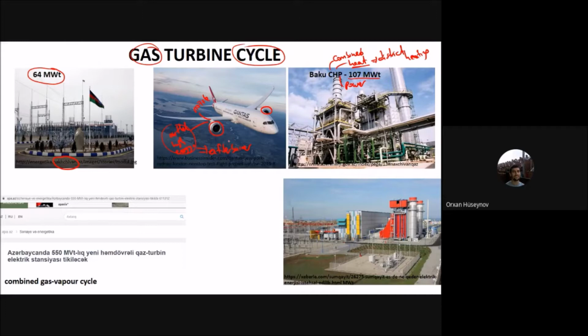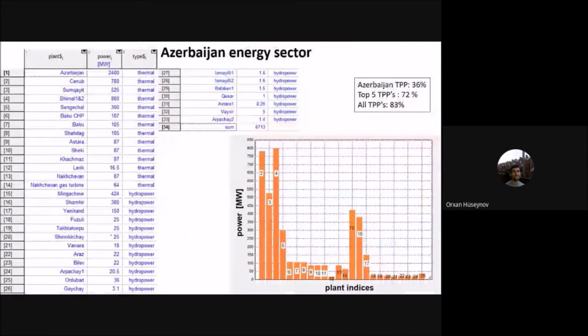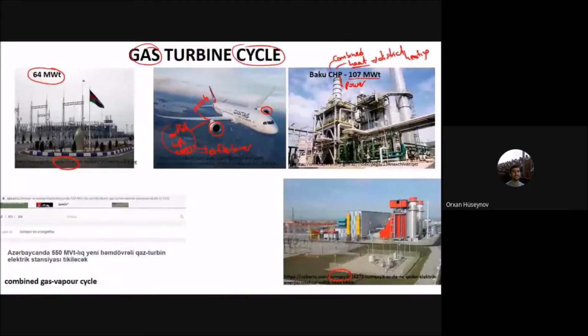Good. And there is one more gas turbine cycle. This is Sumgait. I don't know the power. We can see it. The power for Sumgait is how much? Yes, 525 megawatts. This one generates 525 megawatts. This is again a gas turbine cycle.